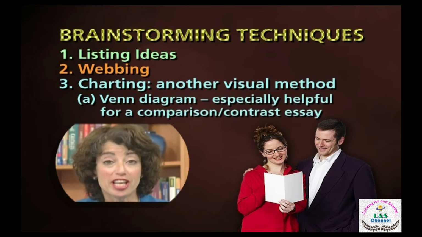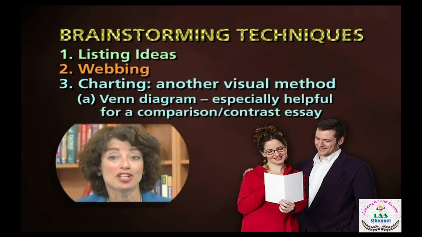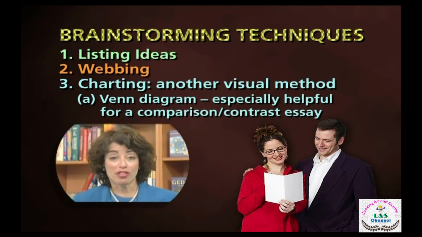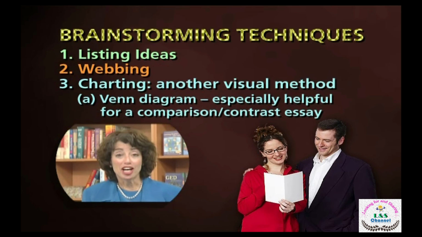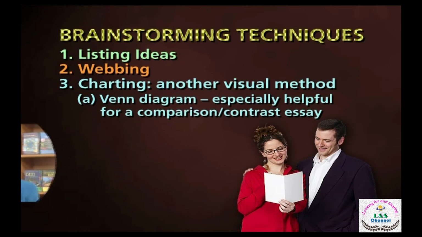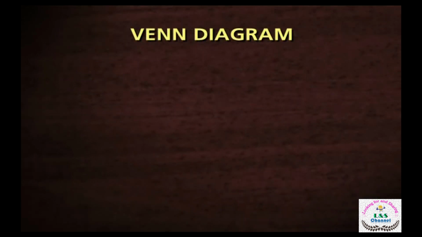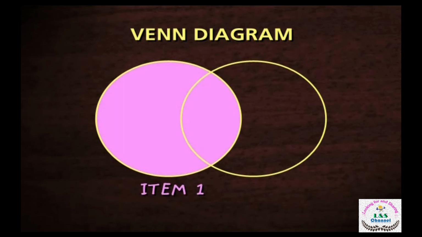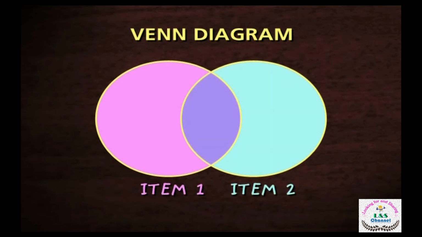It's especially helpful when you do a comparison-contrast essay. Remember, comparison is when you show how things are similar, and contrast is when you show how things are different. A Venn diagram shows 2 interlocking circles. It shows all the qualities of item 1 in the left-hand circle, all the qualities of item 2 in the right-hand circle, and how the 2 are the same in the center part of the diagram.